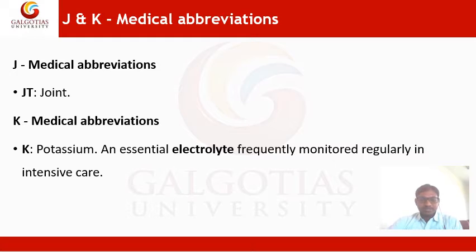K is potassium. Potassium is one type of electrolyte frequently monitored regularly in intensive care, for those admitted in the ICU. On a regular basis they are checking the electrolytes. One of the electrolytes is potassium. Next one, KCl, potassium chloride. Generally you use this term in the biochemistry laboratory. Potassium chloride.